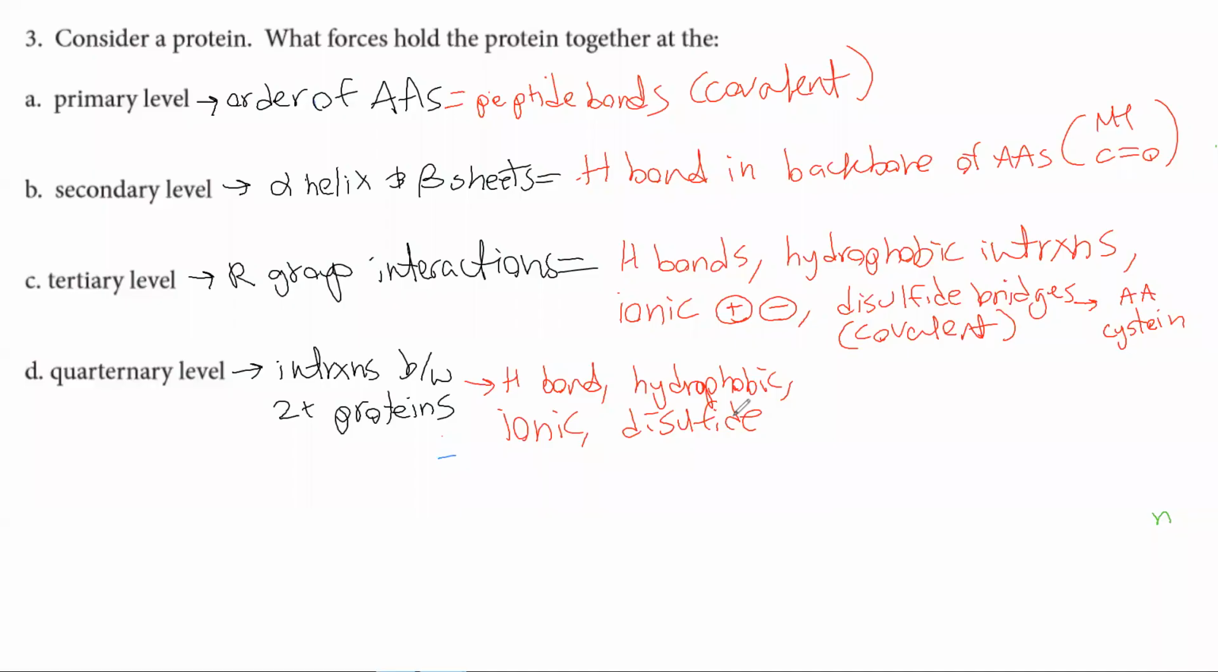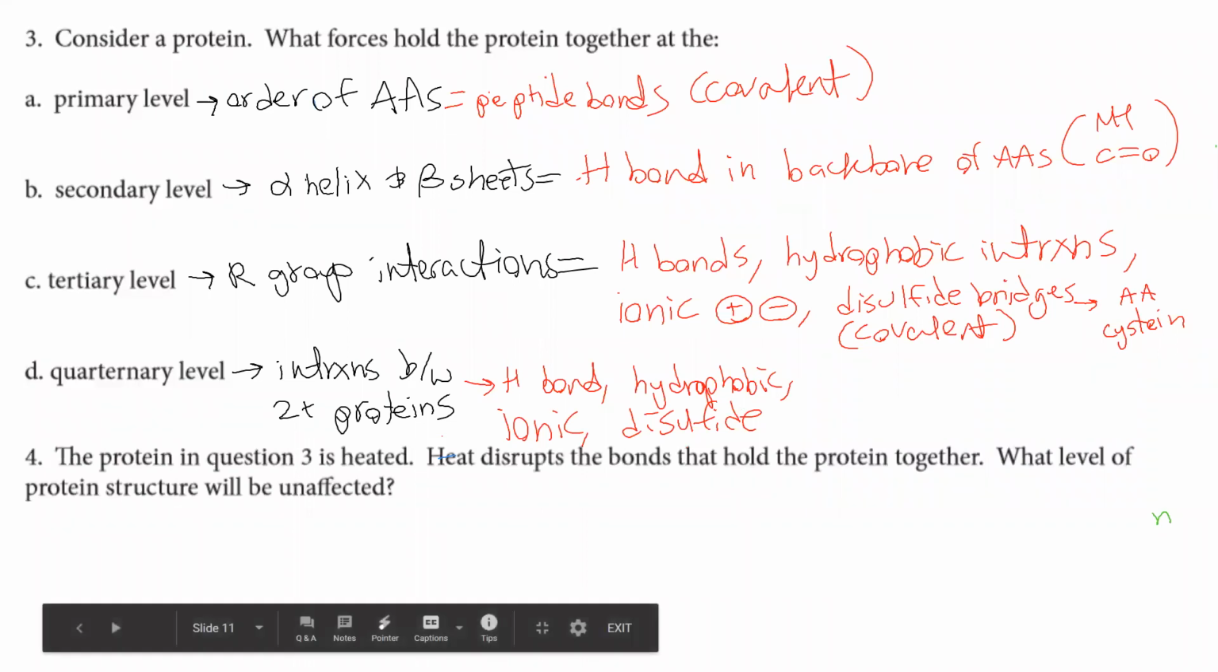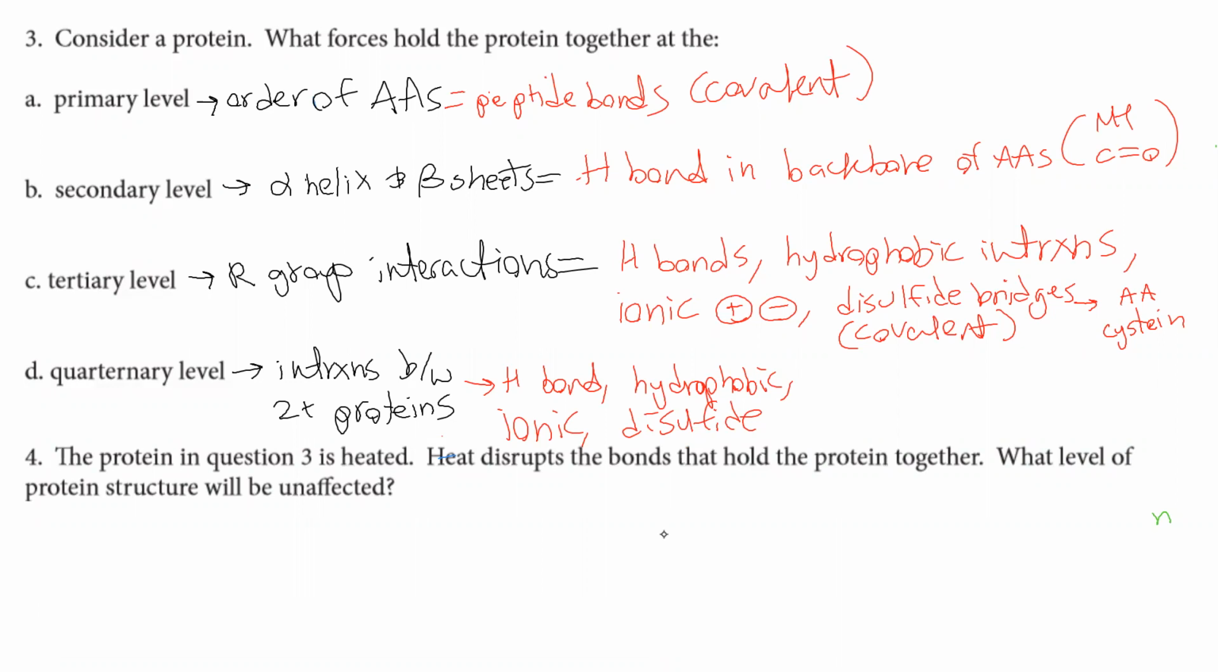Cool. So let's go ahead and move on to the next question. Let's say we heat up a protein. Let me correct this a little bit. Heat disrupts the weaker bonds, the weaker bonds that hold the protein together. So what level of protein structure will be completely unaffected? Now that we've gone over this, give yourself a second and pause the video and see if you can answer this question.